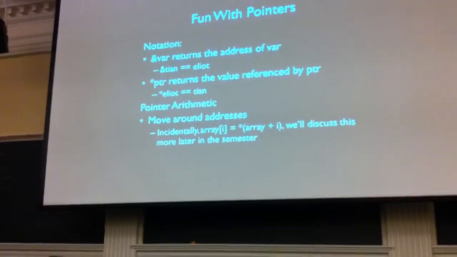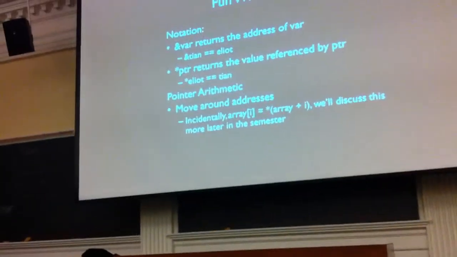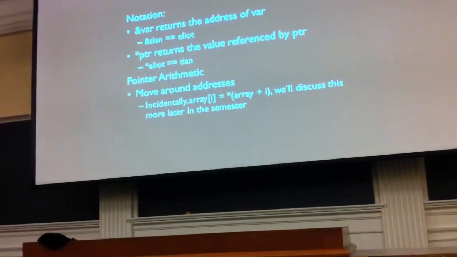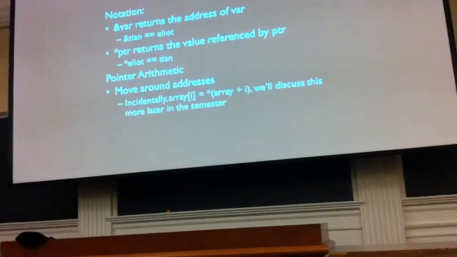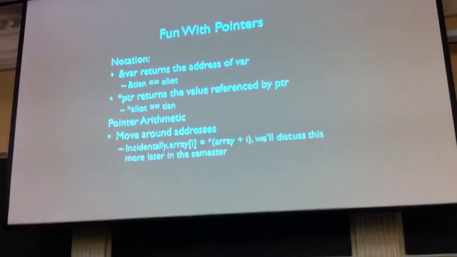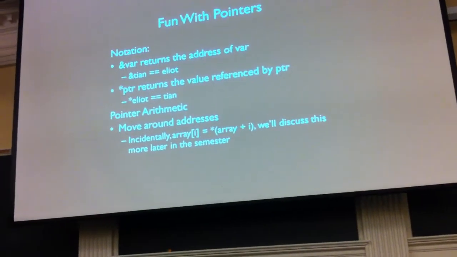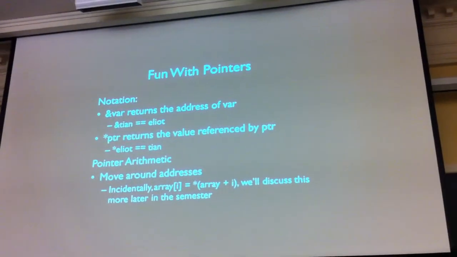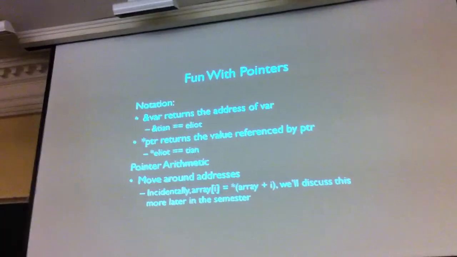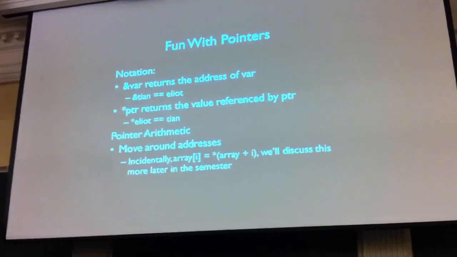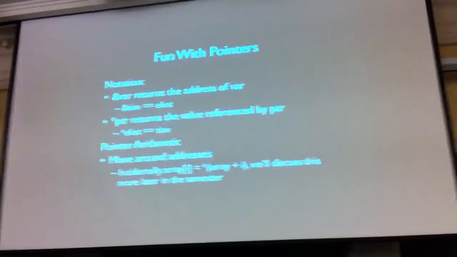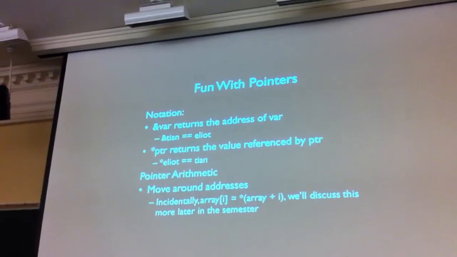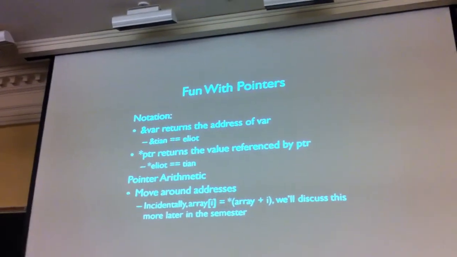When you do pointer arithmetic, that's the way that you can move around pointers, which is the equivalent of the address of whatever variable you have in memory. And that way you can access things around your pointer. We'll be talking about this a lot more after problem set 5, after the quiz. But incidentally, for your information, array of I is the same thing as saying dereferencing the address plus I. We'll talk about this more, but those are the basics of pointers.